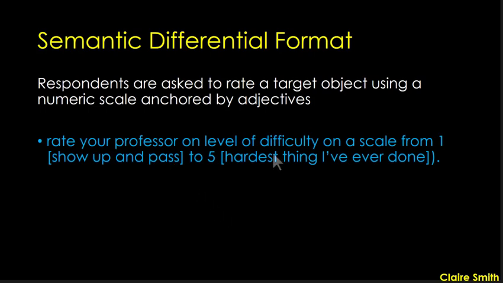Okay, so for example, if you're rating your professor on level of difficulty, from a scale of 1, you could just show up and pass, to 5 is the hardest you've ever done, right? You still have that scale 1 to 5, show up and pass, so on and so forth, to 5 is the hardest, but the adjectives associated with it aren't the Likert scale. Okay, so you can have any adjectives here, as long as they're not disagree to agree, then it's considered a semantic differential format.